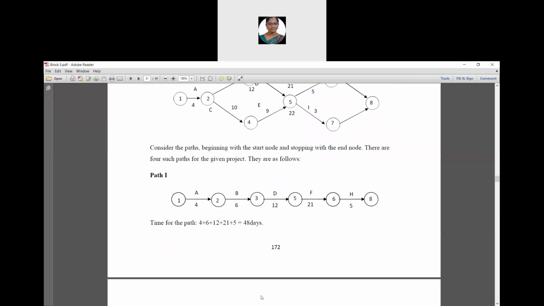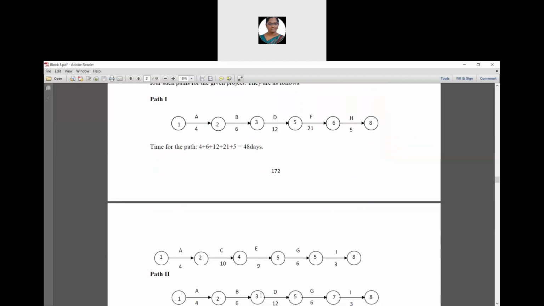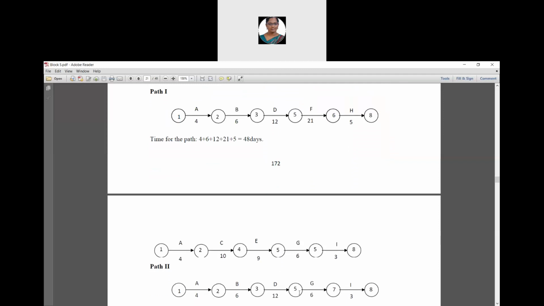So for path 2, it also starts from the starting node 1 and ends with the stopping node 8. So 1 to 2 has an activity A and its corresponding time duration is 4. And 2 to 4 has an activity C and its corresponding time duration is 10. And 4 to 5 has an activity E and its corresponding time duration is 9.